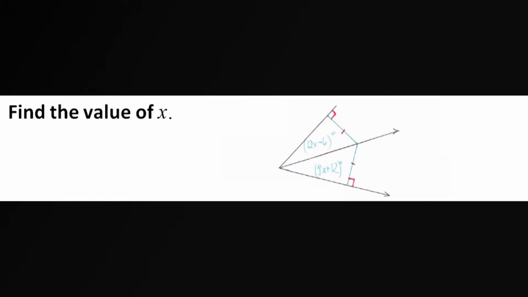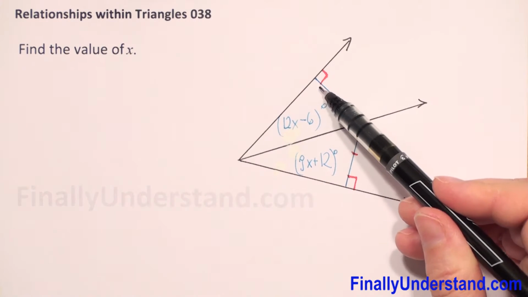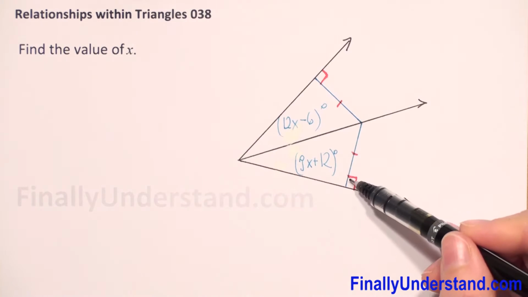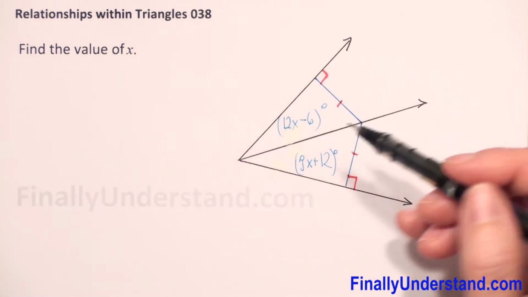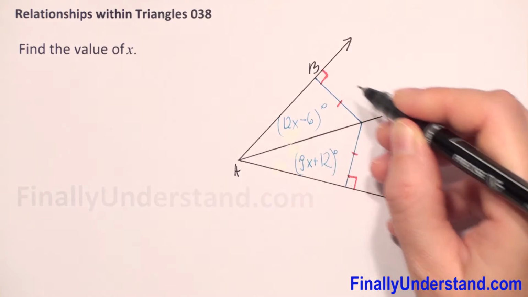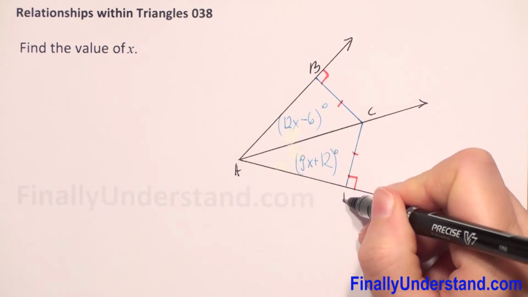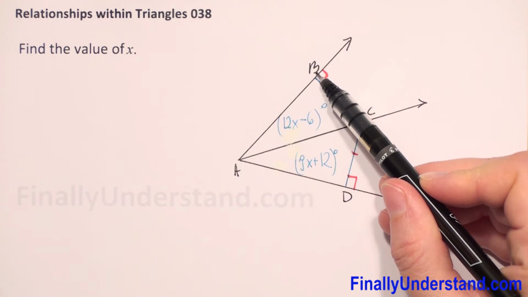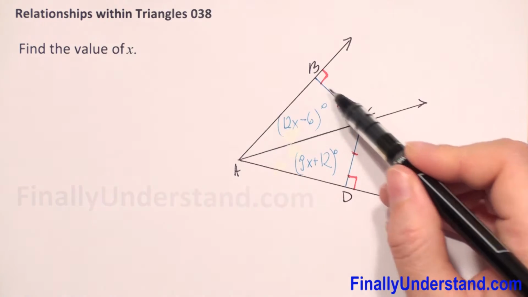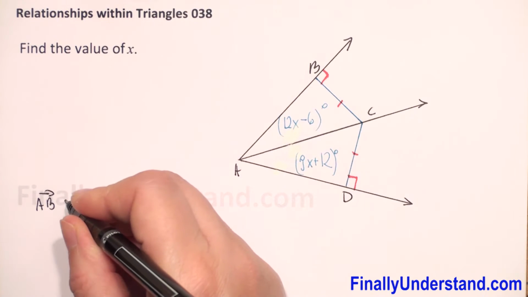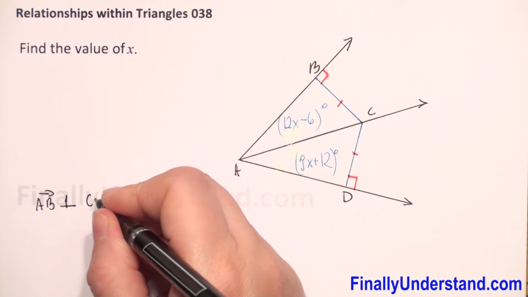We have to find the value of x, and we are given that these two segments are congruent because we have these red marks, and here we have right angles. So if I put that this is our A, B, C, D, we have that ray AB is perpendicular to segment CB. So let me write this. Ray AB is perpendicular to segment CB.